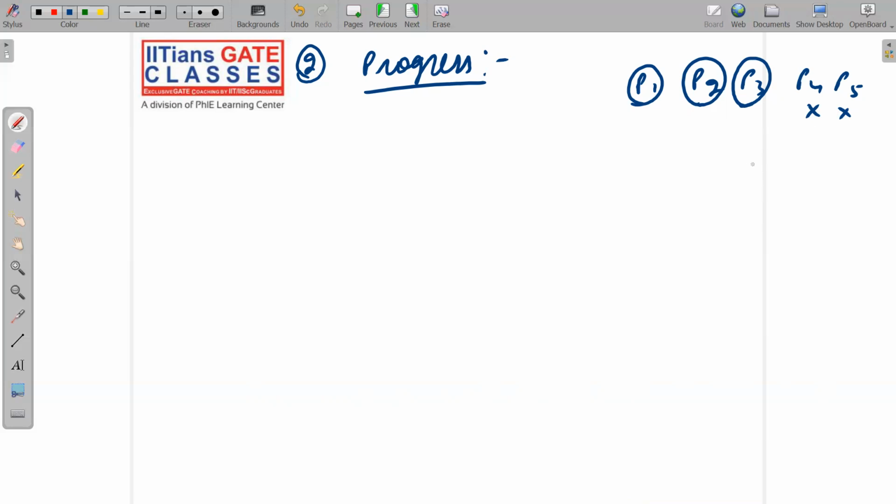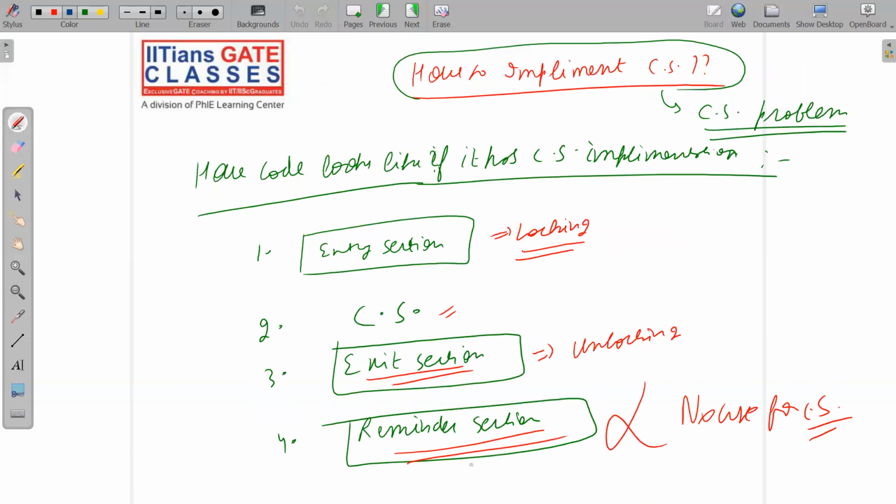Now you may be wondering, sir, how we can say that a process wants to enter. So let me tell you. P4 and P5 do not want to enter the critical section. That means that they are in their remainder section. If you do not remember the remainder section, please watch this. I have told you, remainder section means it is of no use to the CS. That means the code which we have written to solve a problem, that code is there. So it is not our consideration for critical section.